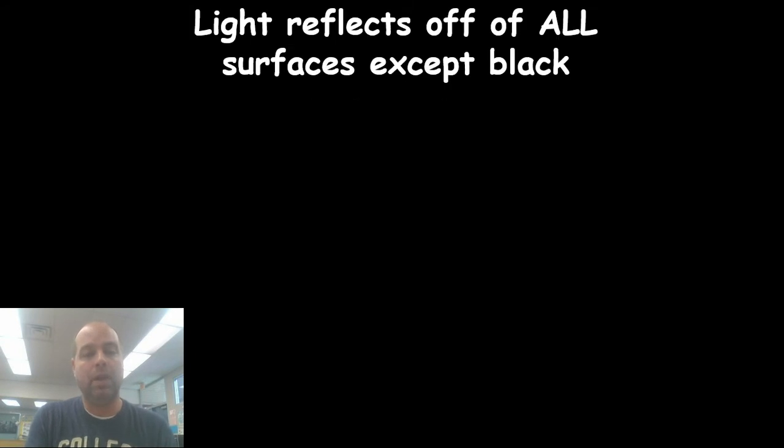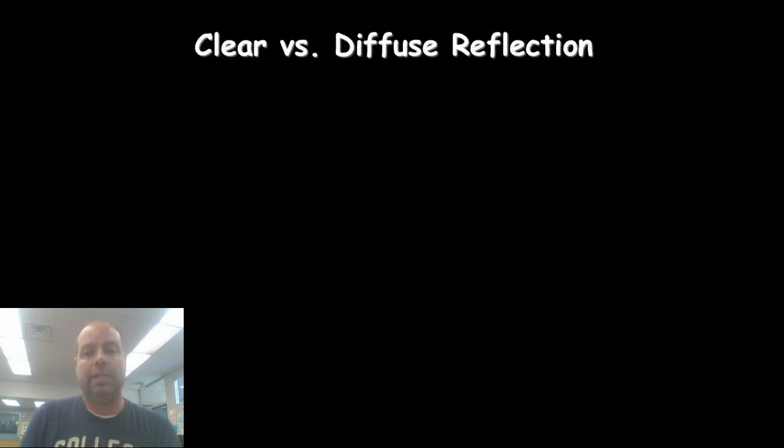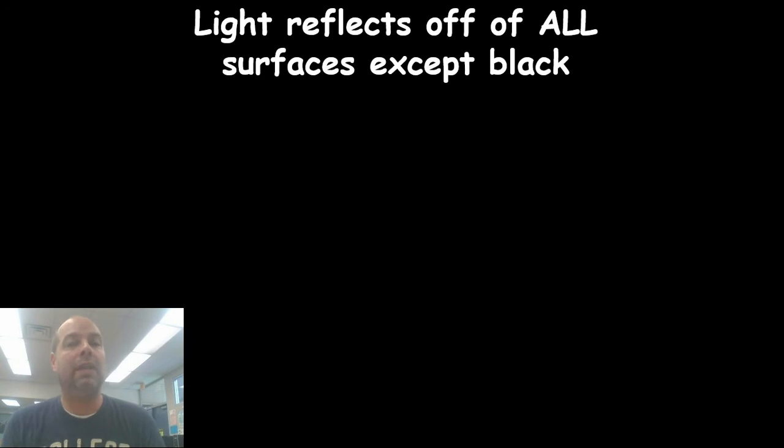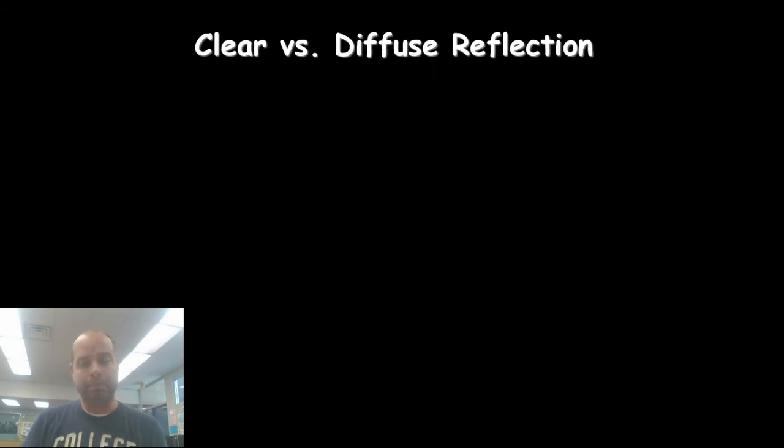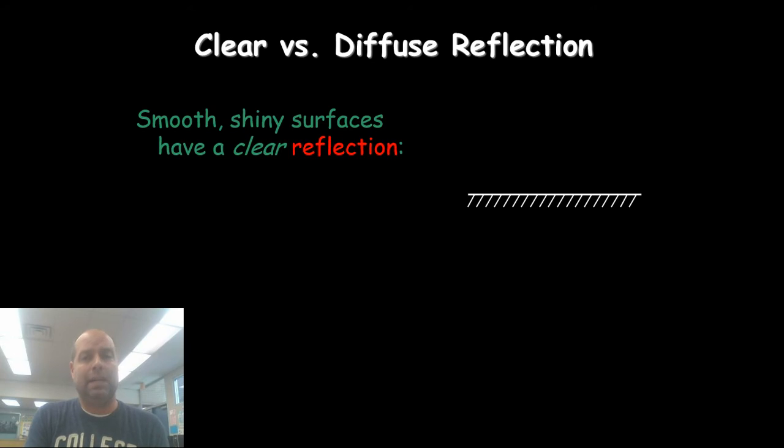So, the first thing you guys need to know is light reflects off all surfaces except for black. As you guys know, black absorbs all color, but it reflects off of all surfaces. Even my shirt, light reflects off of it. In fact, blue light is reflecting off of it. Now, there's two types of reflection, clear versus diffuse reflection. What we're going to really focus on is the clear reflection.